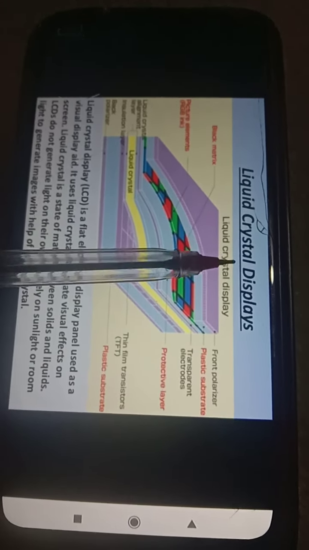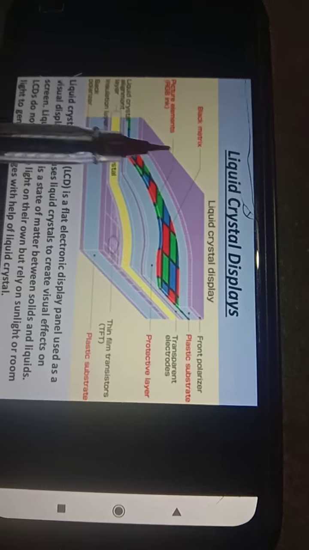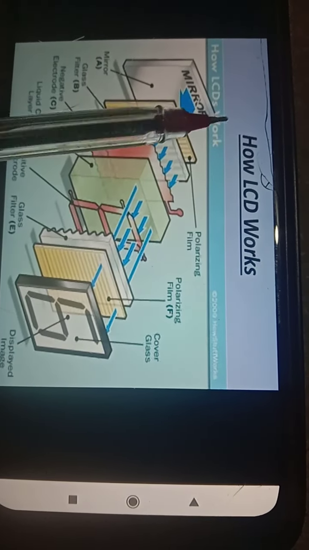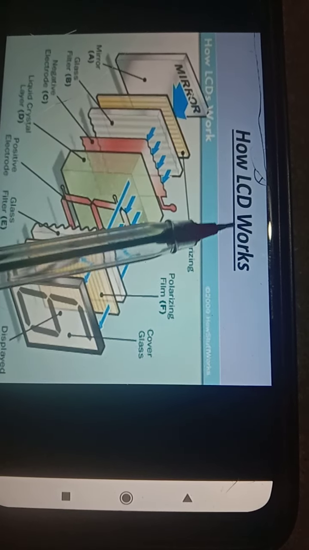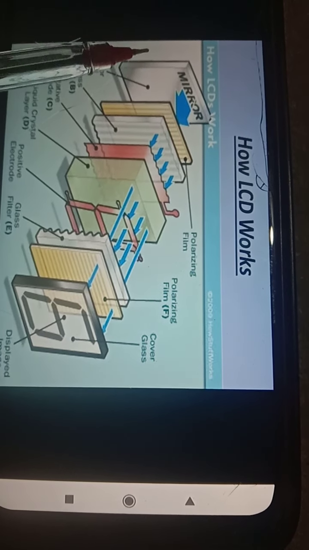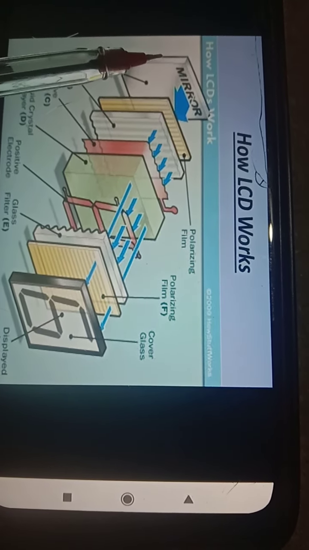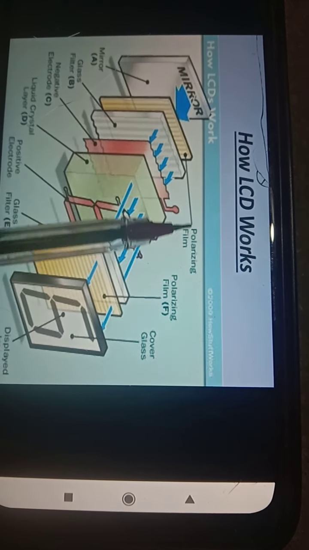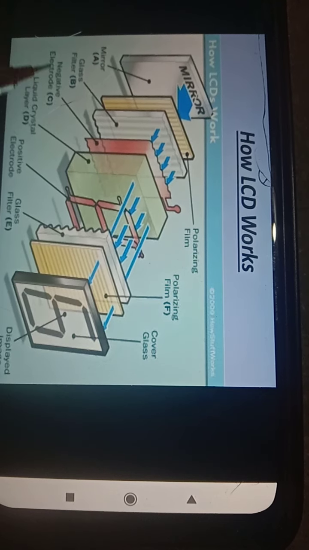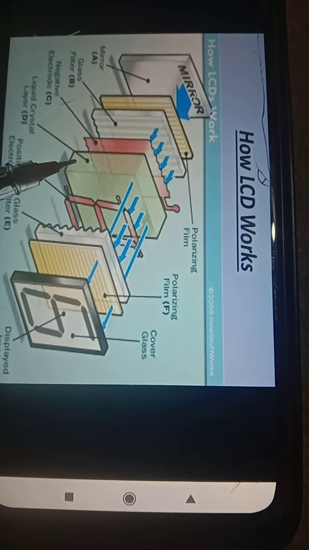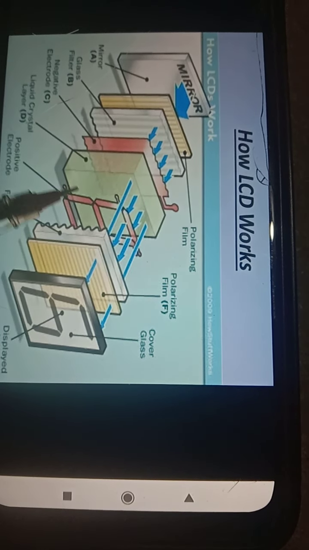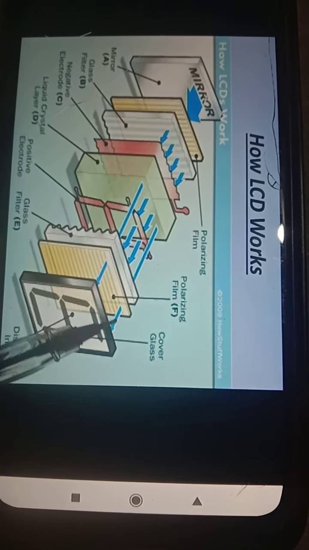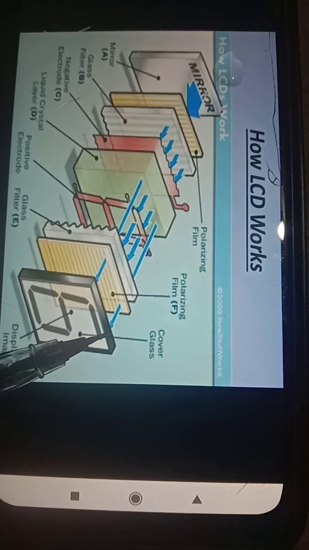And this is the liquid crystal display and its structure. Let us go through how an LCD is going to work. Here we can see the construction: the mirror, the polarizing film, the glass filter, the negative electrode, the liquid crystal layer, the positive electrode, the glass filter, and then the polarizing film.